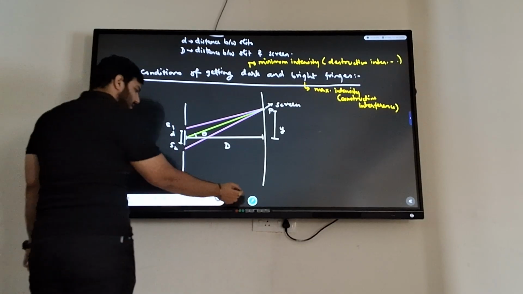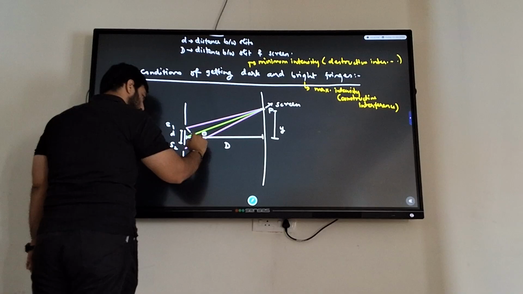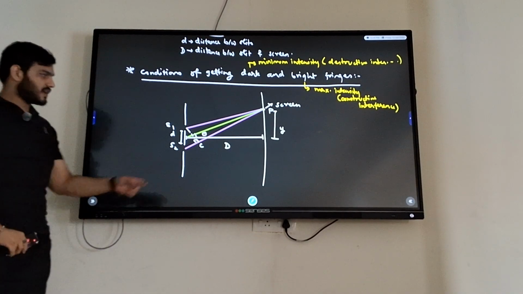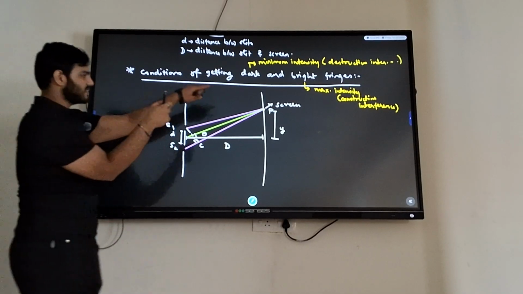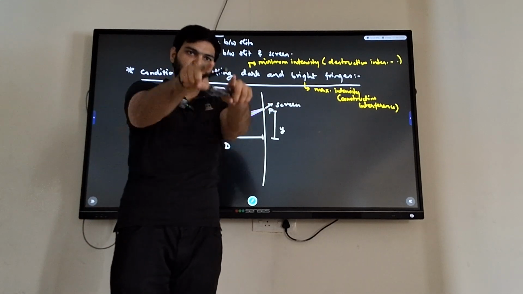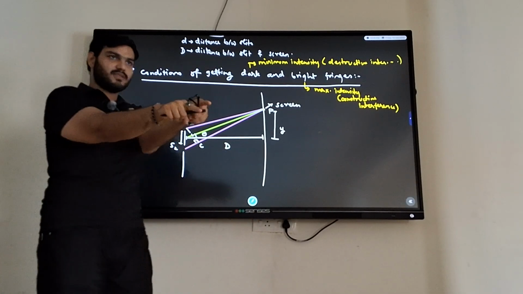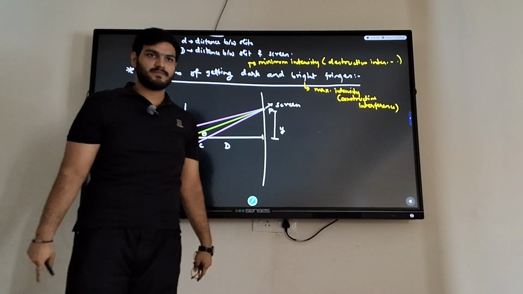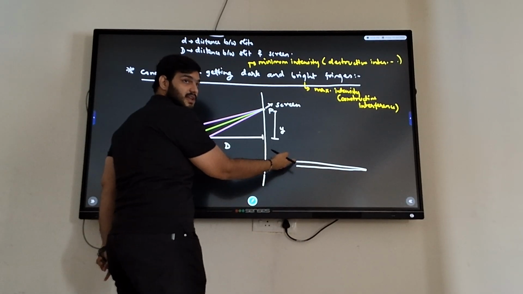Let me drop a perpendicular here and let's call it point C. Now understand this. If that angle theta is going to be so small, then can you see that this S1P and this CP are going to be approximately the same length? Since the angle is going to be so small, it is a very small angle, they are approximately like this. So the lengths are going to be the same.